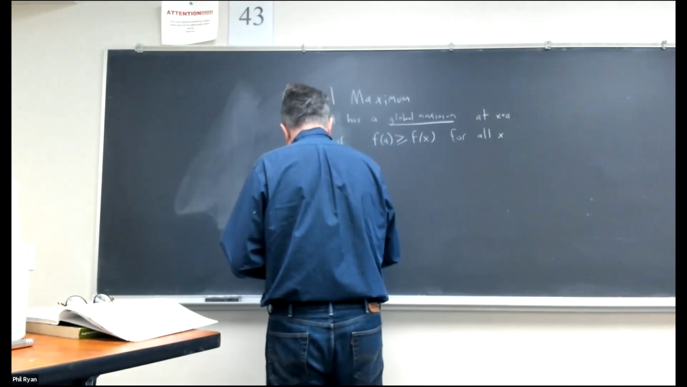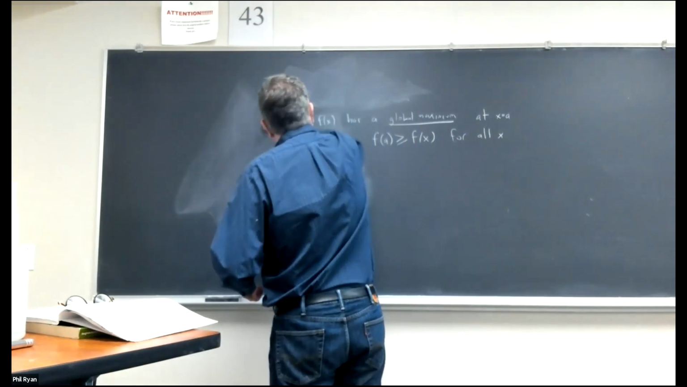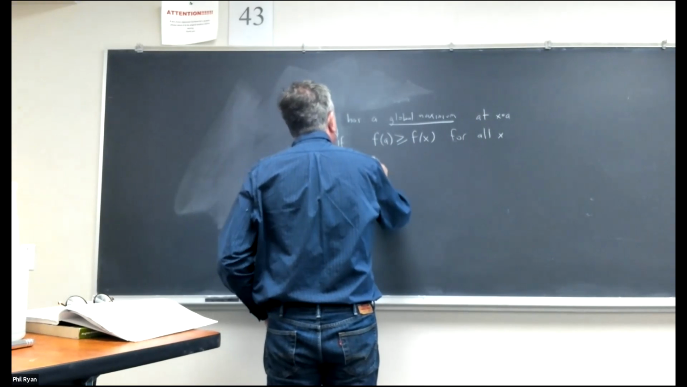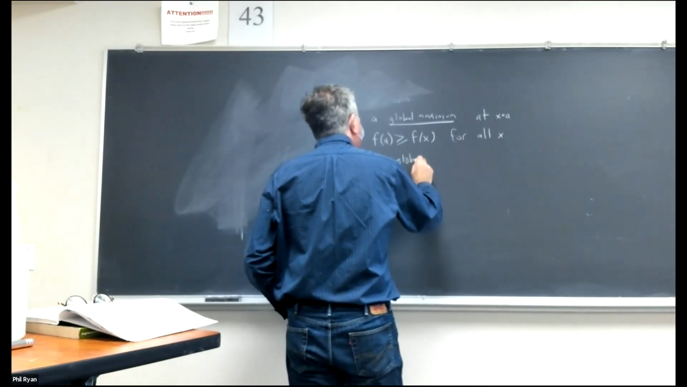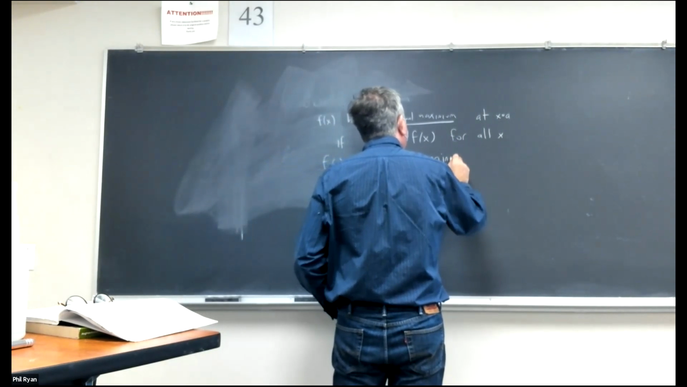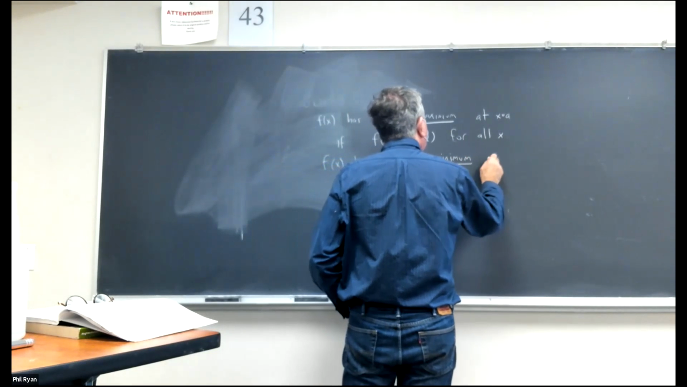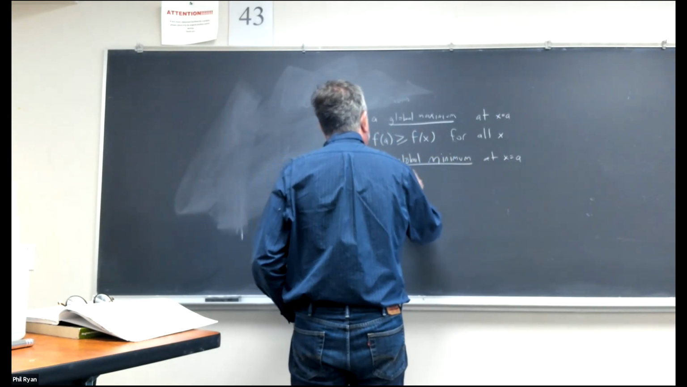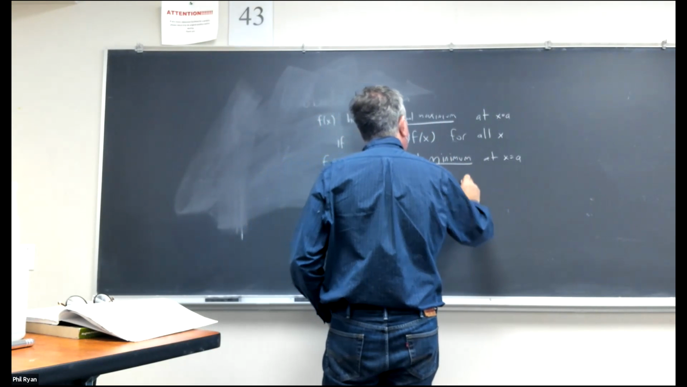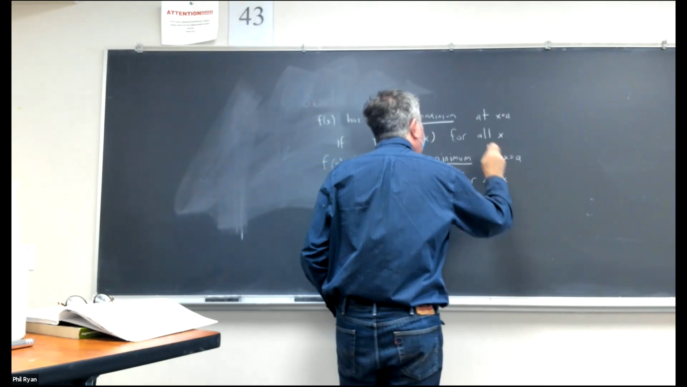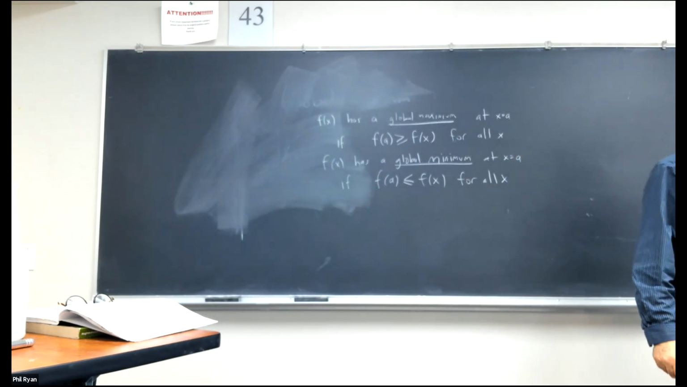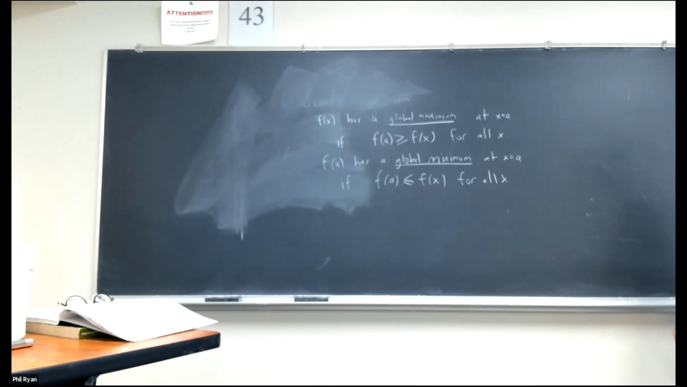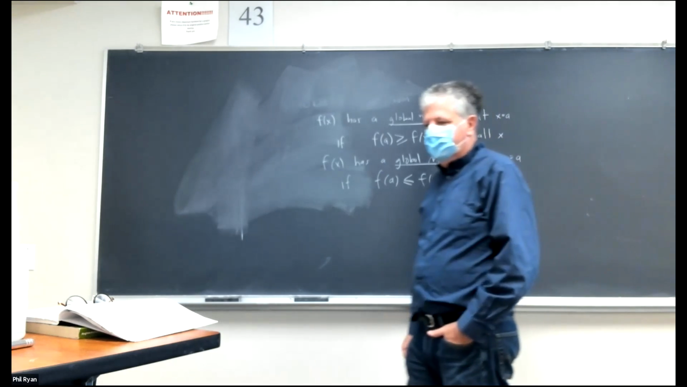And similarly, f of x has a global minimum at x equals a if f of a is less than or equal to f of x for all x. Again, the difference between global and local is that for global you mean for all possible x, while local just means for x near a.